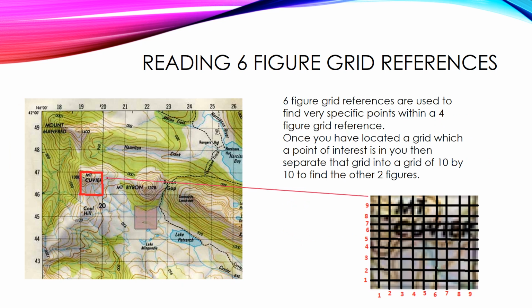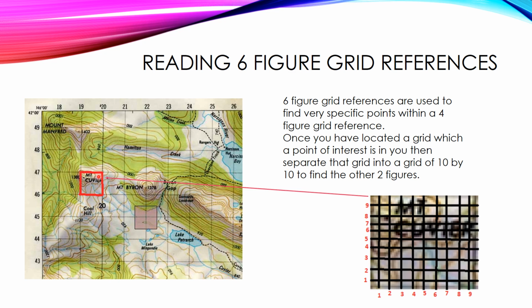When we look at six-figure grid references, we go into more detail than our four-figure references. What we're trying to do is find a very specific spot within a box rather than referring to the whole box itself, which is what we do in four-figure area references. So the first thing we want to do is find a grid where we've got a point of interest.